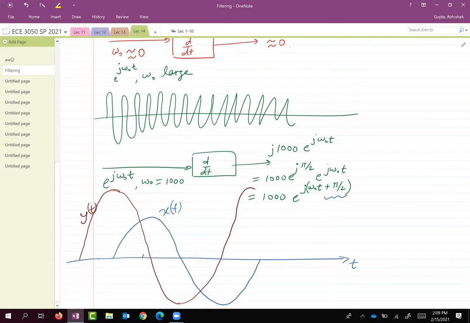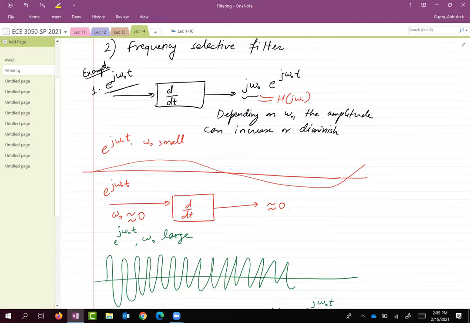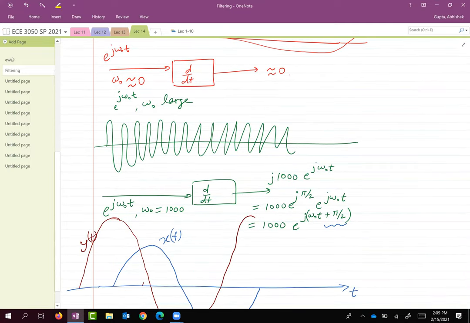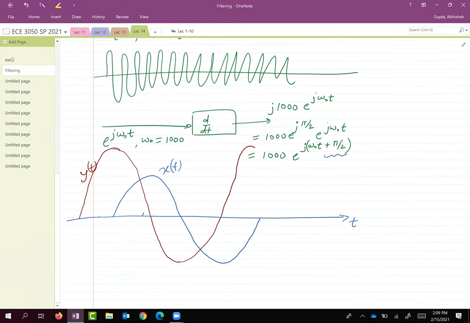Now, one thing we will notice, let's go back to our original discussion about the frequency shaping filter. In this case, what we see is that this kind of filter, which is basically just taking the derivative of the input signal, for very small frequencies, diminishes the amplitude. For very large frequencies, it amplifies those particular frequencies. So that's shaping the frequency of the input signal.